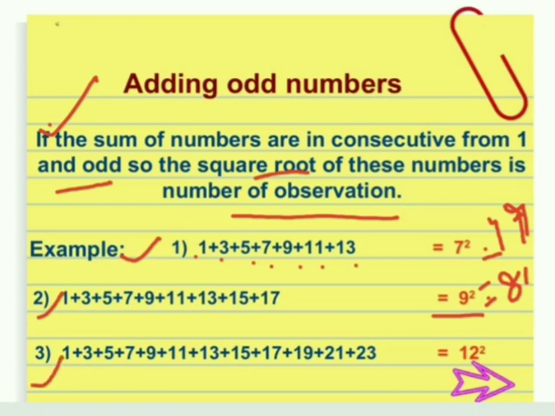Now see the third example. We have all the odd numbers starting from 1, and none of the odd numbers is skipped in this series. So when we add all these numbers, its sum will be equal to 12 square, because here the number of observations is 12. And what is 12 square? That is 144. So when you add all these consecutive odd numbers, we get the sum as 144.